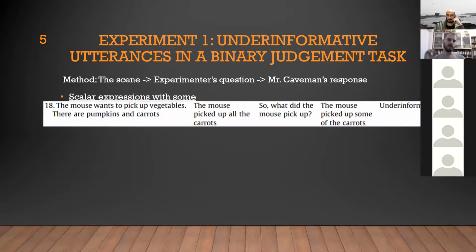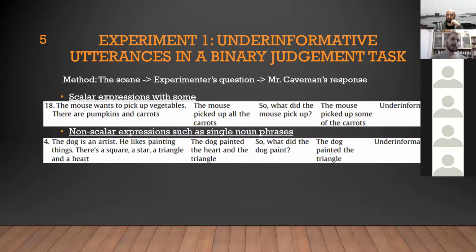So here is an example, the one they talked about the most. Here you can see the scene, and the scene is more important. The mouse picked up all the carrots, where there is a pile of pumpkins and carrots. And then the experimenter asks Mr. Caveman, so what did the mouse pick up? And then Mr. Caveman answers, the mouse picked up some of the carrots. And that is an under-informative statement or utterance.